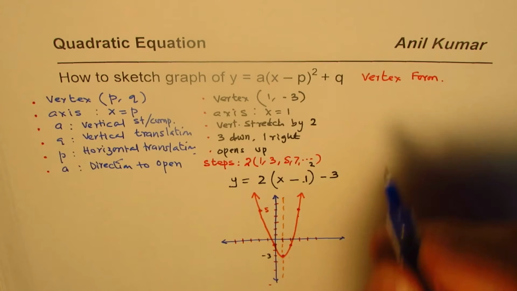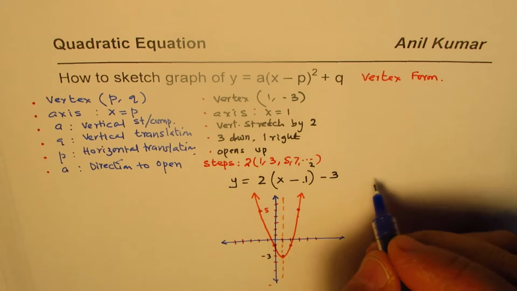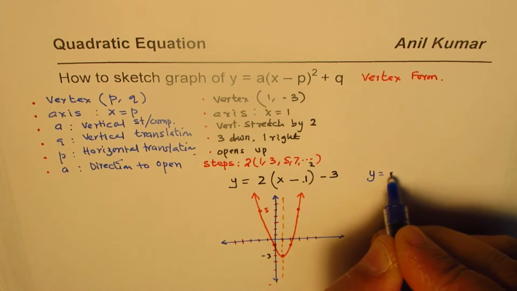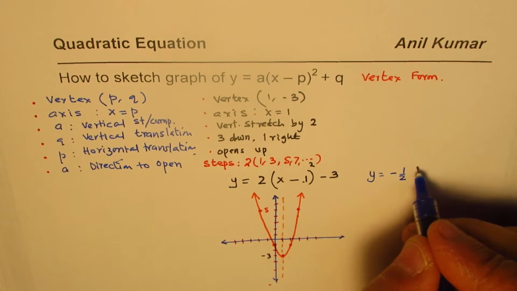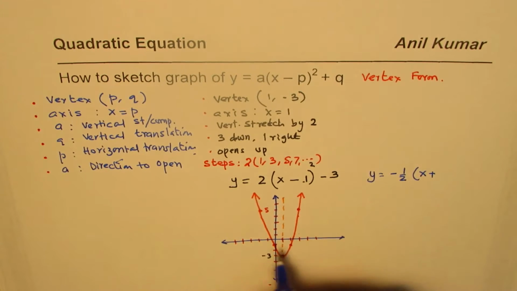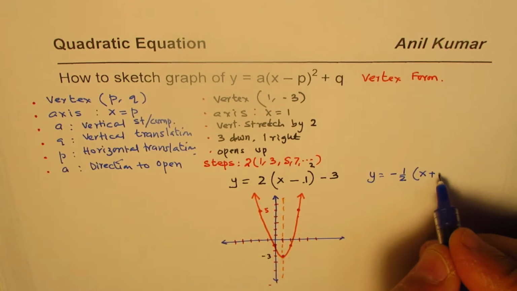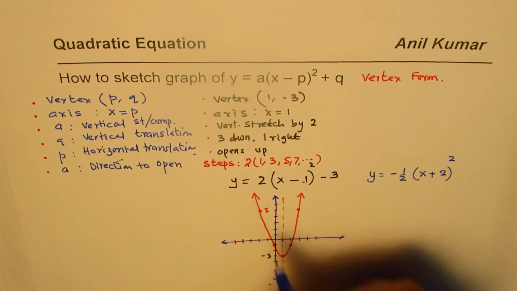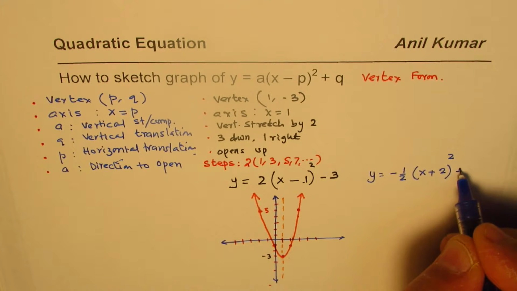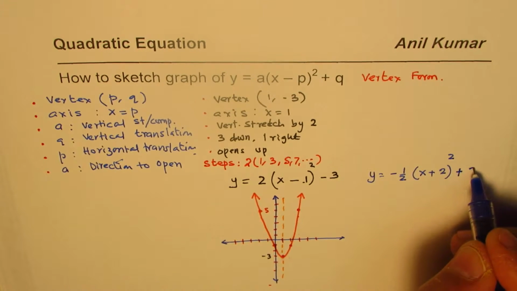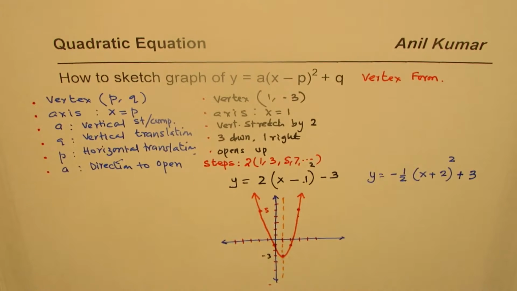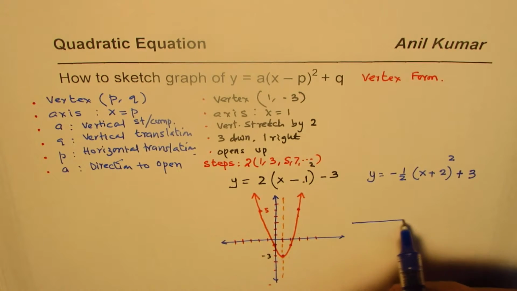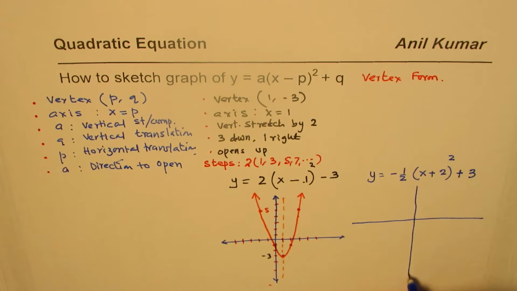Now let us take another example, and let me write down the equation this time as y equals negative half times (x plus, instead of moving right, we'll move left this time, x plus, let's say 2) whole squared, and we'll move upwards, let's say 3. Okay, let this be the graph to be plotted. Since it is opening downwards, we need more space downwards. So I'll start with the x-axis slightly above, correct?